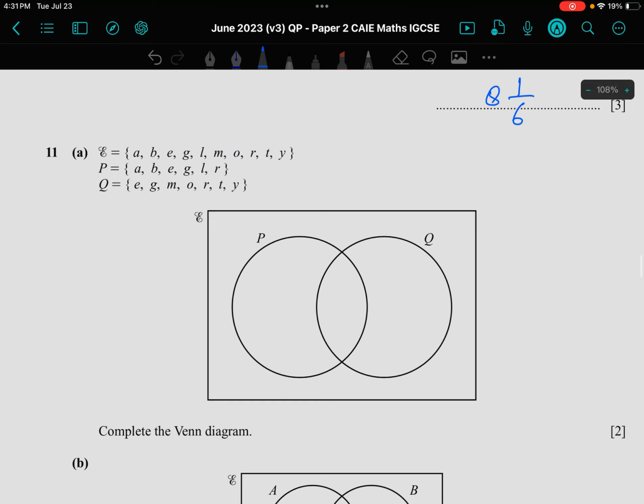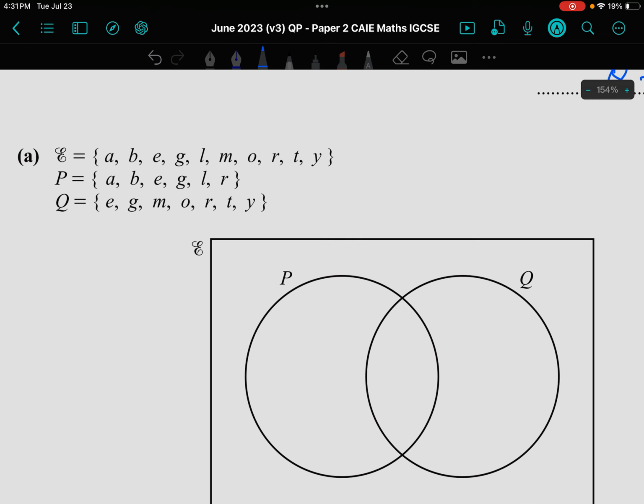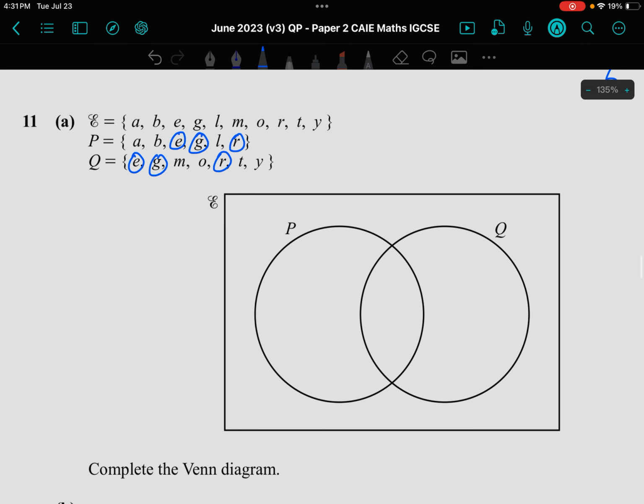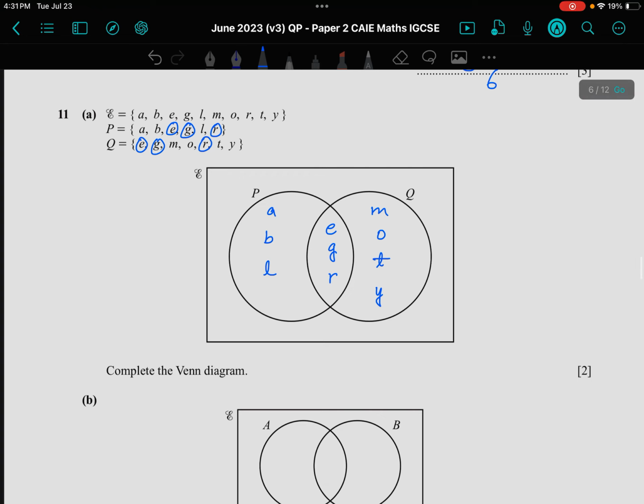Now, this is a Venn diagram. Universal set is given, P is given, Q is given. You have to complete the Venn diagram. First of all, sort which are the common elements in P and Q. So, E is there, G is there, and R is there. So the common elements are always written in the middle, showing the intersection: E, G, R. And then what are the elements left in P? A, B, L, and the elements left in Q: M, O, T, Y. So now this question number 11 part A is completed.